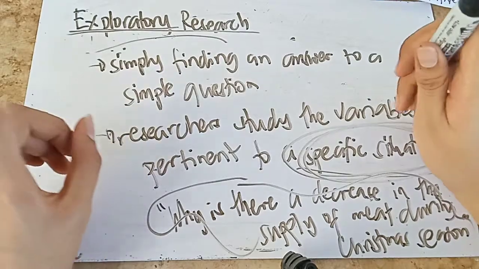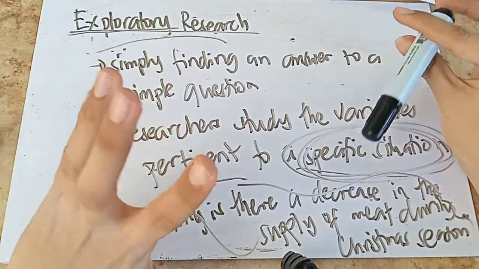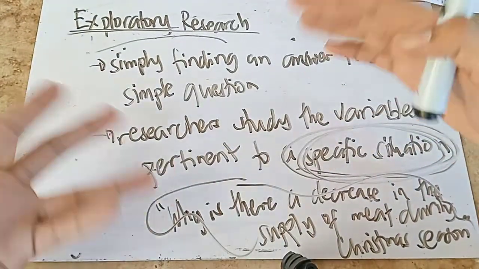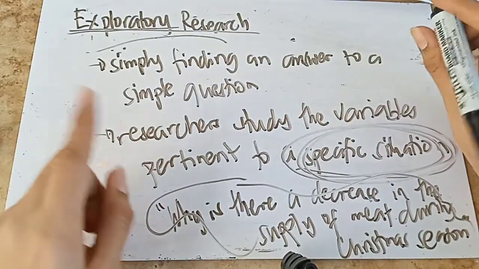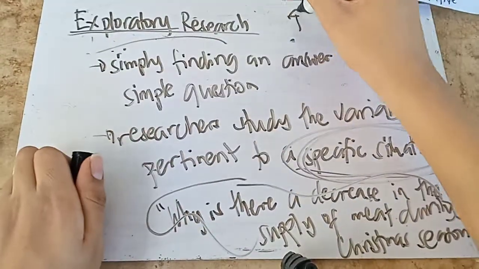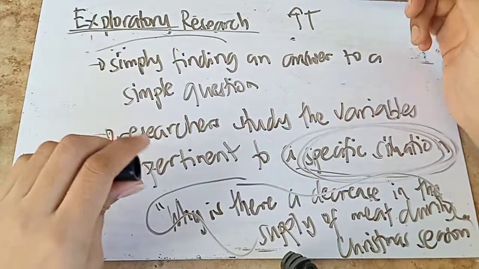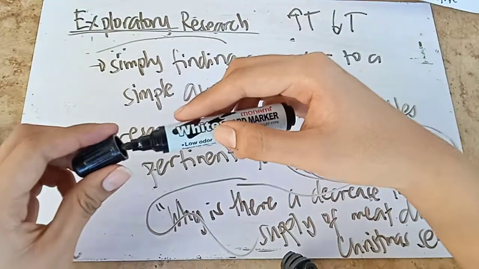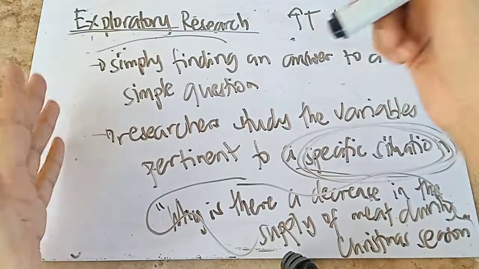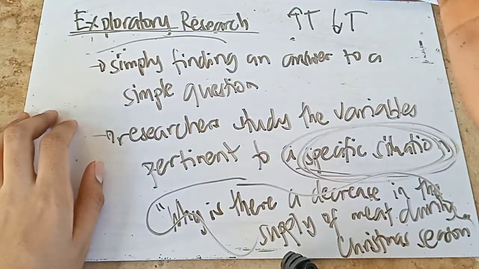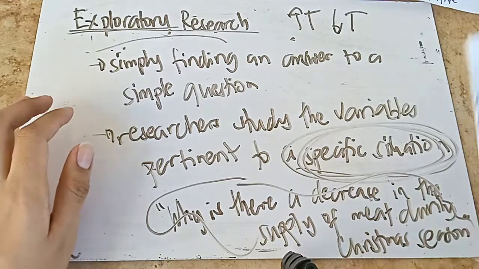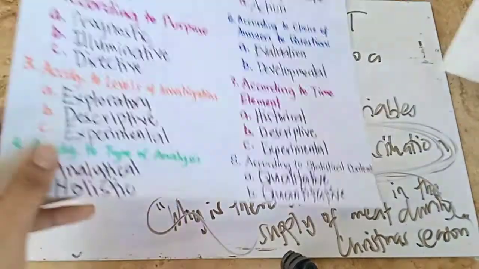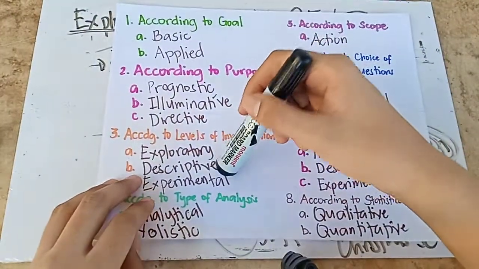So it's like having the question, why do waters boil and why do waters freeze? It is just a simple question. Then you can simply answer it as the water boils because there is an increase in the temperature, and the water freezes because there is an extreme decrease in the temperature. So that is the main essence of exploratory research, to answer a simple question. In our next video presentation, we are now ready to discuss the next type of research according to levels of investigation, which is descriptive research.